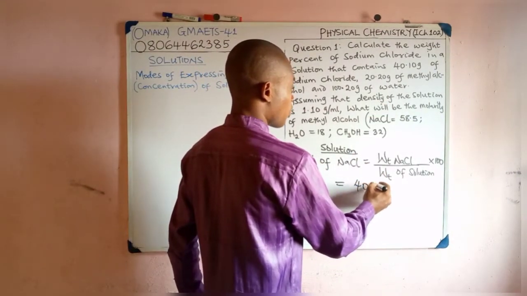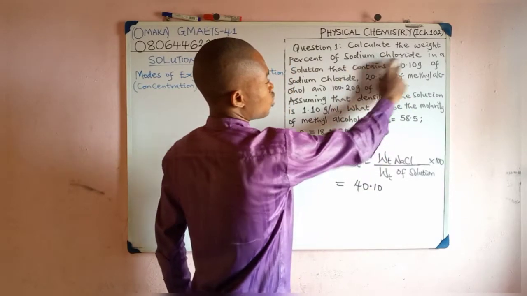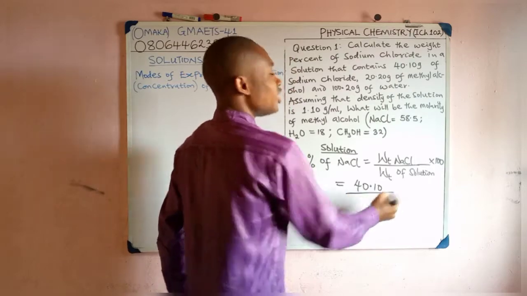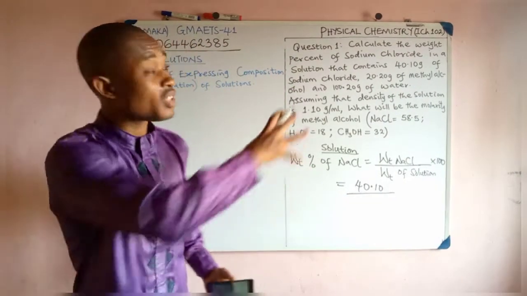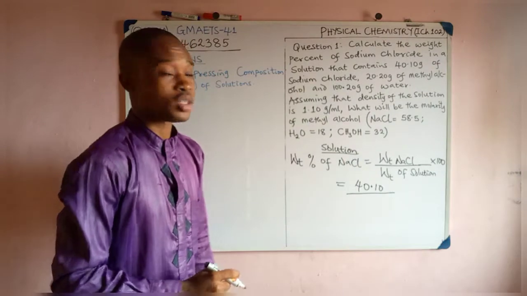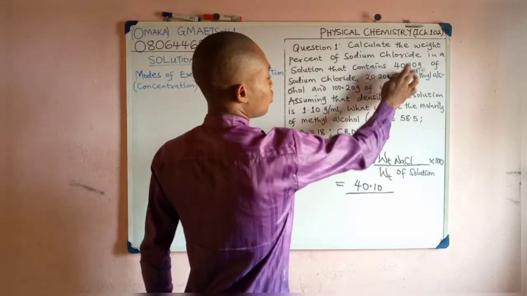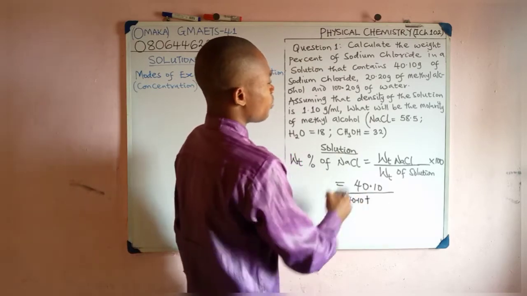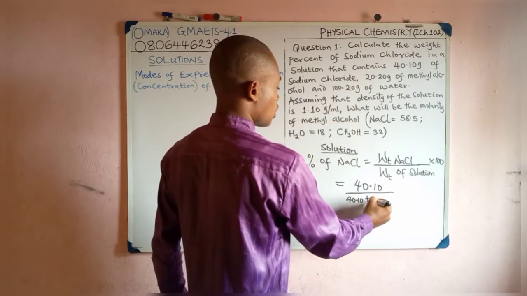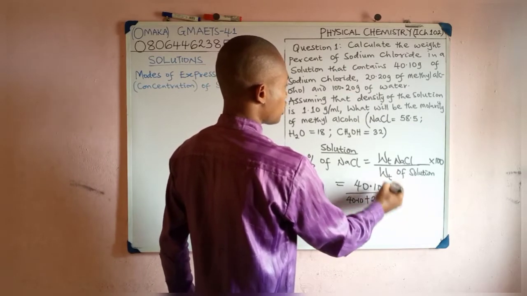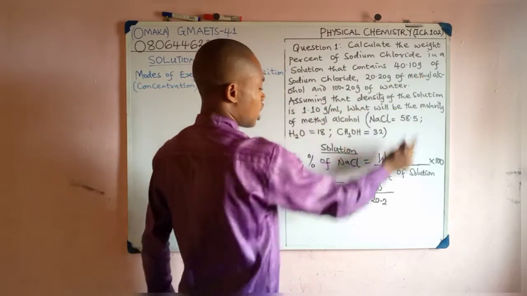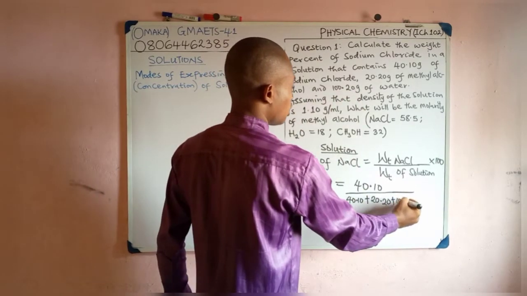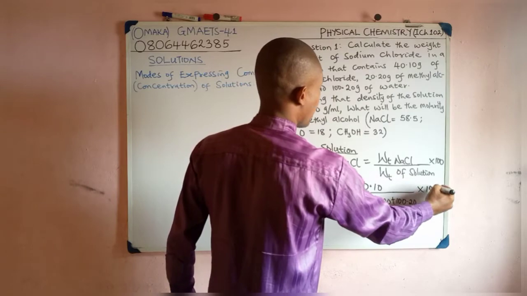So we'll substitute 40.10, which is the weight of sodium chloride, divided by the weight of solution, which is the summation of the weight of the three components that make up this solution. And what are the weights? 40.10, which is the weight of sodium chloride, plus 20.20, which is the weight of methyl alcohol, plus the weight of water, 100.20. Multiply this by 100.